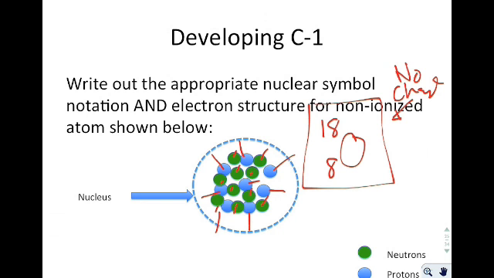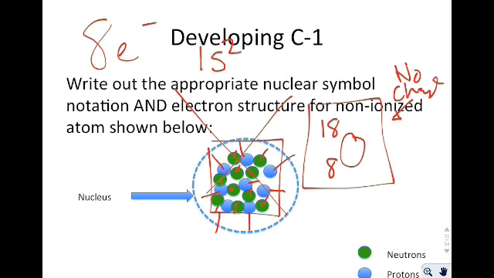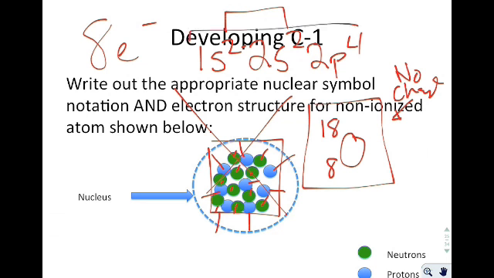Now I want to draw the electron configuration. Realize that the number of protons and the number of neutrons have nothing to do with the electron configuration. The fact that it is non-ionized tells me that there are 8 electrons. If there are 8 electrons, I would start off with 1s2, then go to 2s2. At that point, I've used 4 electrons. I have 4 electrons remaining, so I would say 2p4, and this would be the electron configuration.